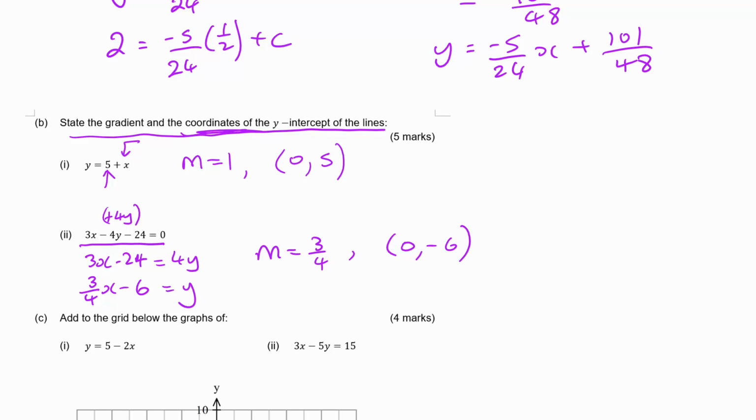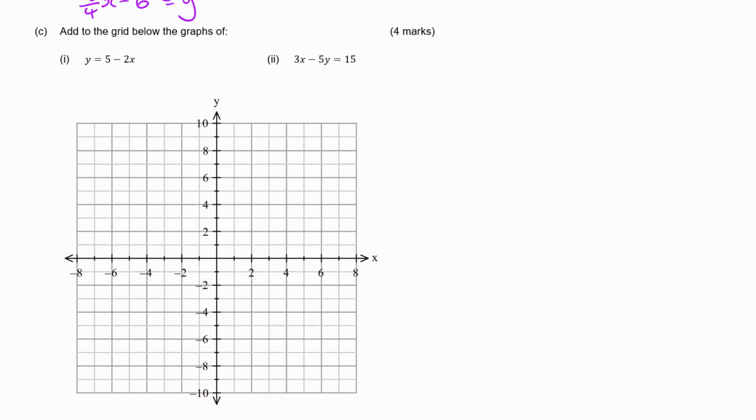And finally, we want to add some lines to a grid. So let's do a table of values for this. Let's take x as -2, 0, and 2, gives us a good spread of values. So 5 take away 2 times -2. Remember, you've got your calculator to help you do this anyway. So that'll be 5 add 4, so that'll be 9. And when x is 0, this will be 5. When x is 2, 5 take away 4 will be 1.